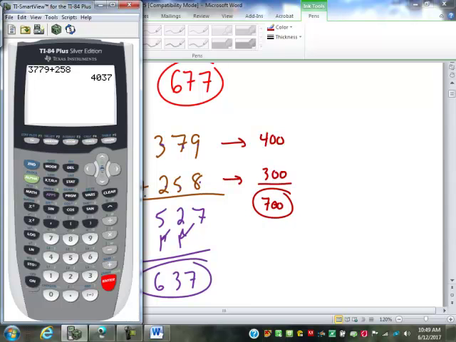I hit the 7 twice. It's easy, especially if you got these fat fingers like I do. I got sausage fingers here. Very easy to hit an extra button on that calculator and not realize it if you're not paying attention.